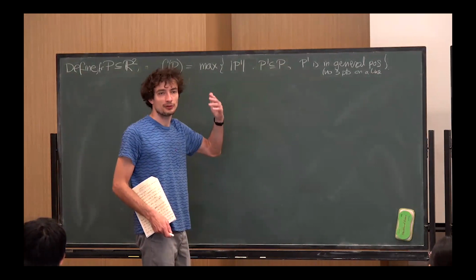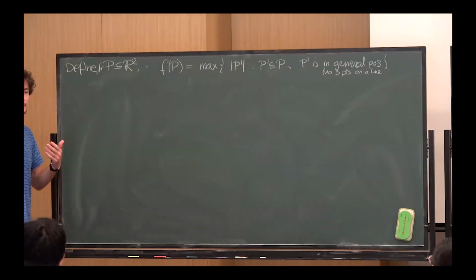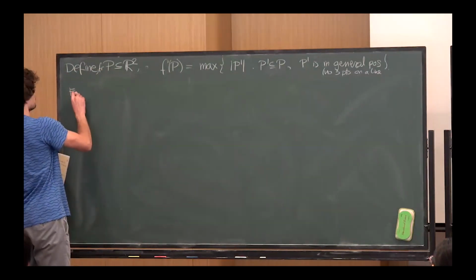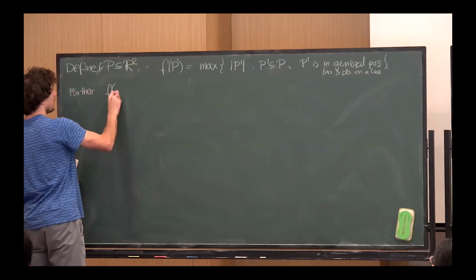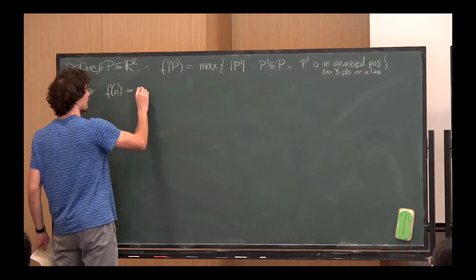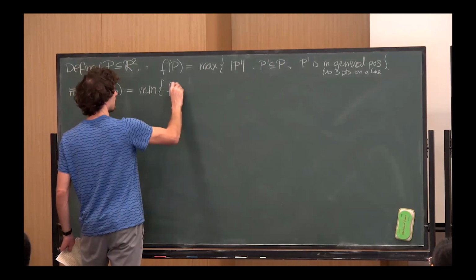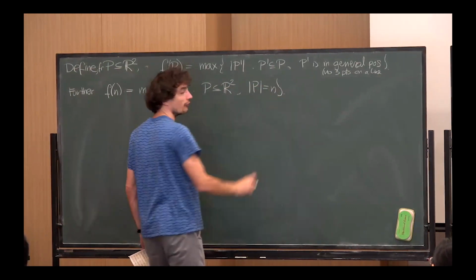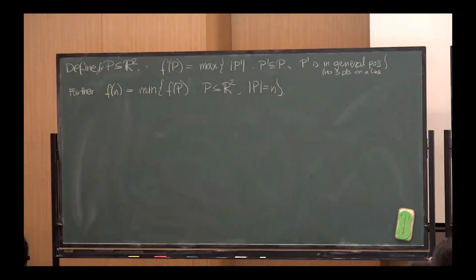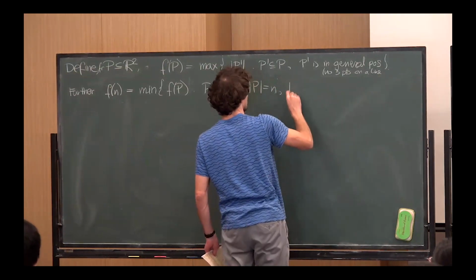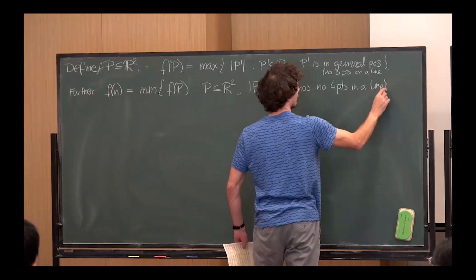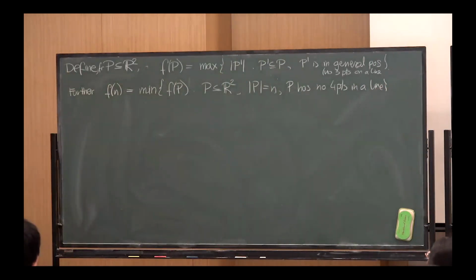So of course, if P itself is in general position, then we can just keep all the points, but we're asking about the worst case example, the set of n points where this will be the smallest possible. So further, F of n, where n is an integer, is the smallest value of F of P, where P is a set of n points and P has no 4 points in a line. I mean, of course, if we took all of the points in the plane, then the answer would be 2 and this will be over, but we only look at sets that have no 4 points in a line.